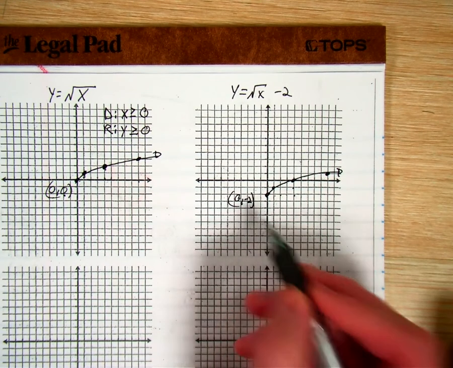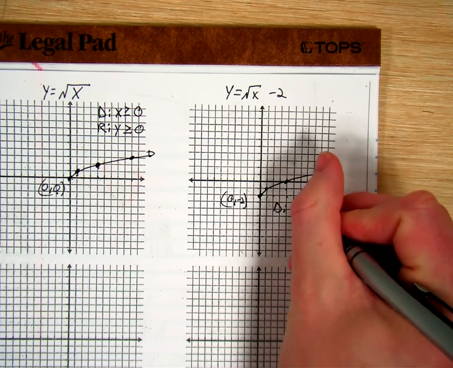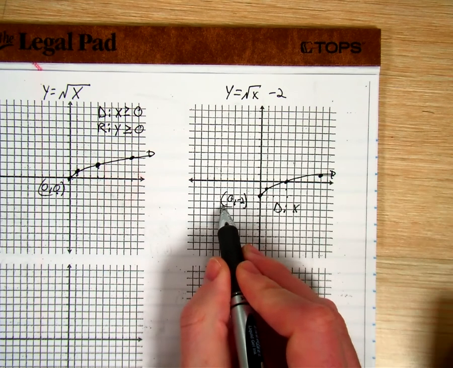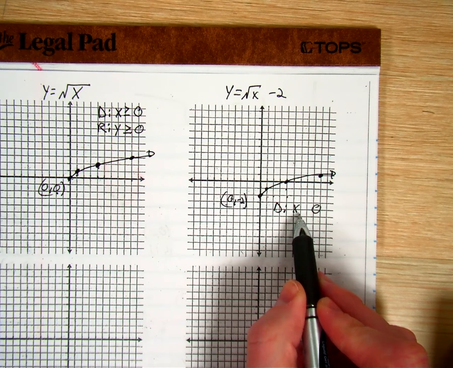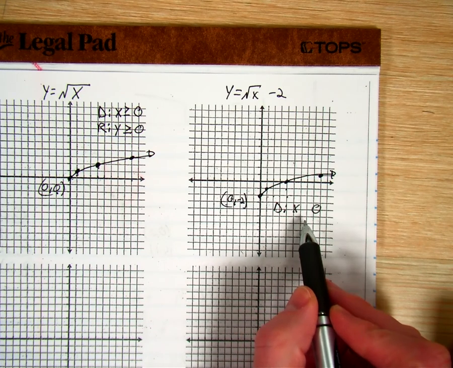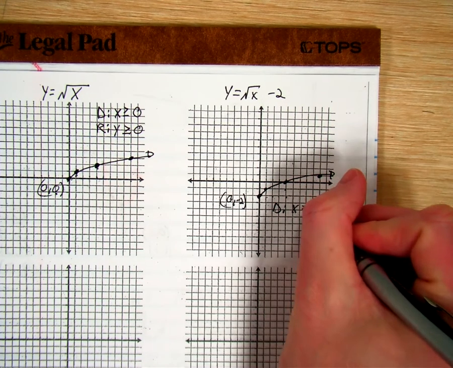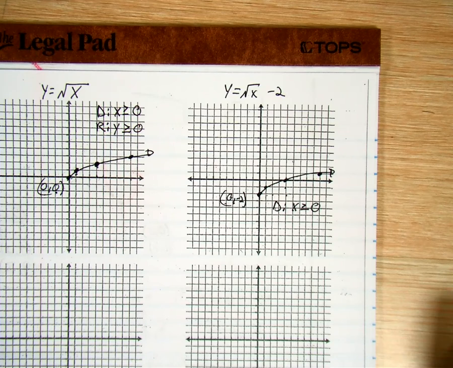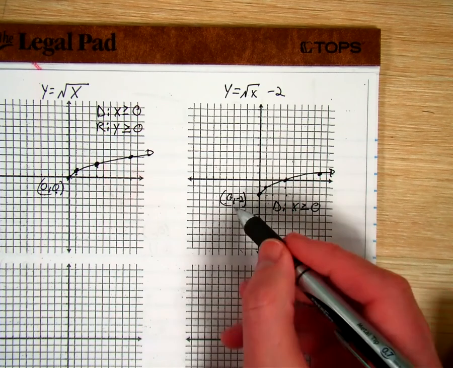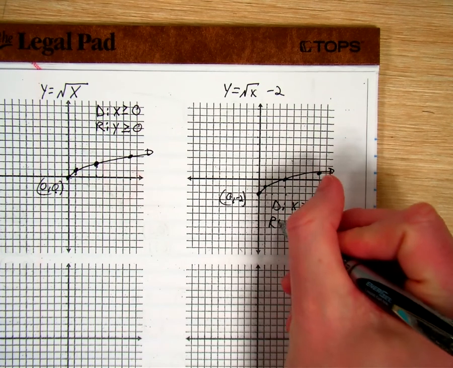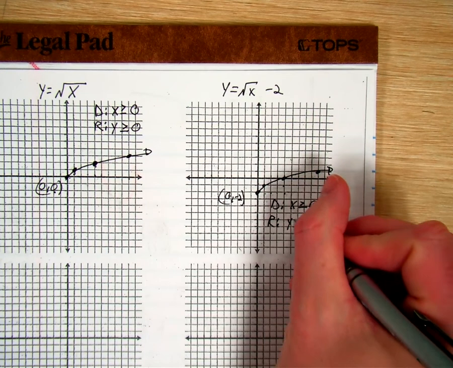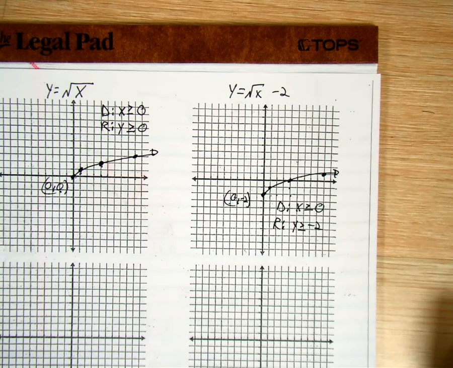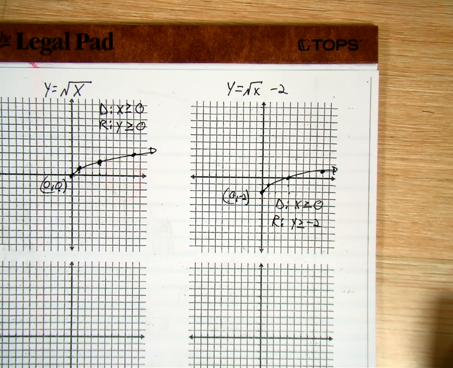Okay, we're at 0, negative 2. So domain, how do my x's relate to my x-coordinate of my start? How do they relate to the 0? My x's are greater than or equal to 0. We keep getting bigger, we're going to the right. My y's, how do my y's relate to negative 2? They are greater than or equal to negative 2. Alright, we're going up.